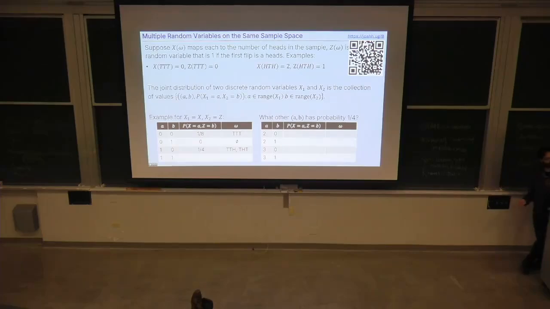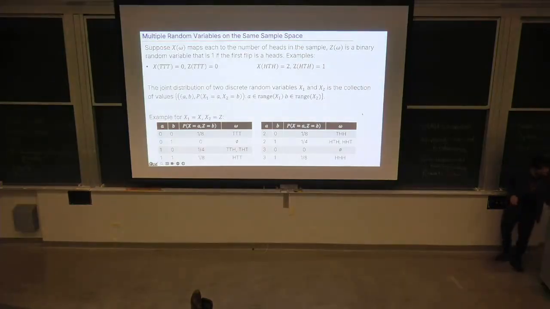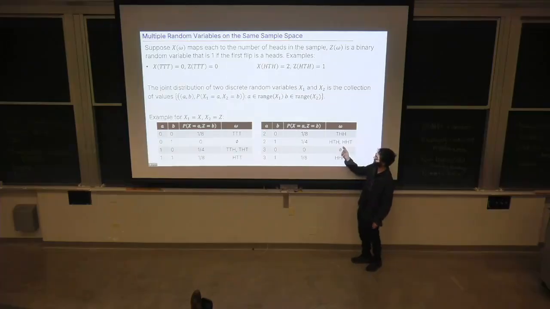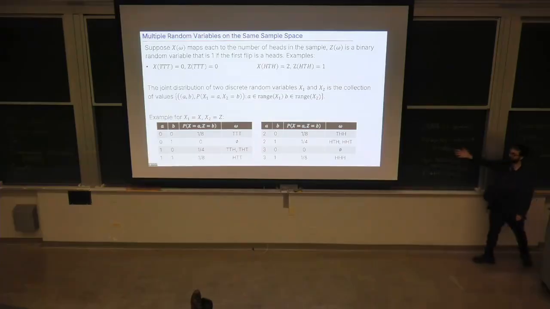Okay, so what else could it be that is 1/4? The most popular answer was indeed 2-1. There are 2 different ways that one can get 2 heads and start with the heads. So that's the other one that's 1/4. And that's the rest of the distribution. You can look at it for a second. Okay, so that's the joint distribution of these 2 random variables.